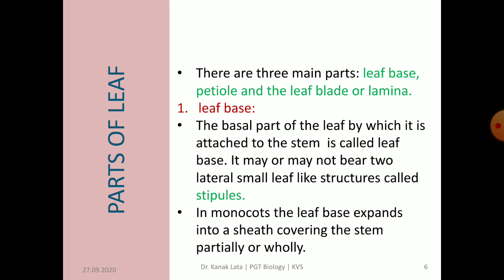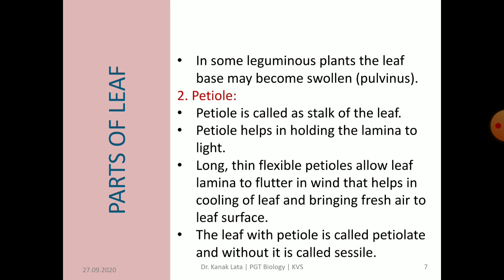First it is about leaf base. Leaf base is the basal part of the leaf by which it is attached to the stem. Leaf may sometimes bear a small leaf-like structure which is called stipules. It is not present in all leaves. For example, in rose, stipule is present. You may observe, in case of monocots, the leaf base expands into a sheath covering the stem either partially or wholly. In case of some leguminous plants, the leaf base is swollen and it is called pulvinus.